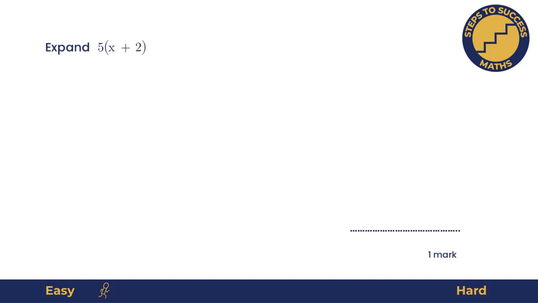Expand 5(x + 2). Now, remember, although you don't write it, there's a times between the 5 and the bracket, so everything outside the bracket must be multiplied by everything inside the bracket. When I do this, I use a little table. I put the 5 here and the x + 2 here, and then I multiply each one just like a multiplication grid. 5 times x is 5x, and 5 times 2 is 10, and it's positive. So I've got 5x + 10.